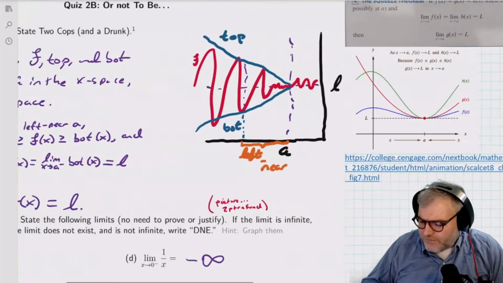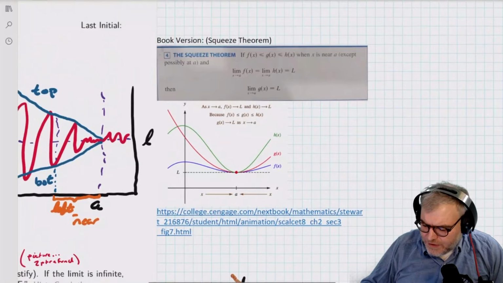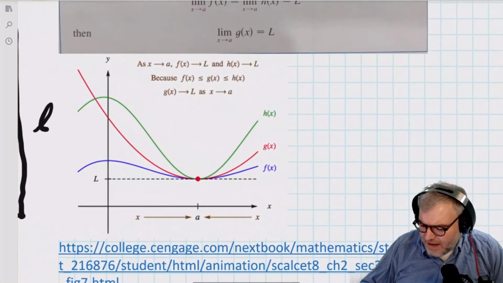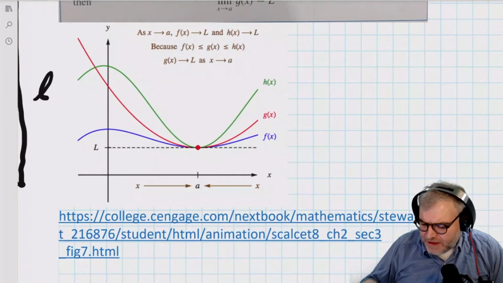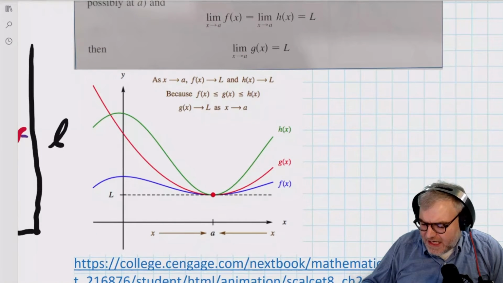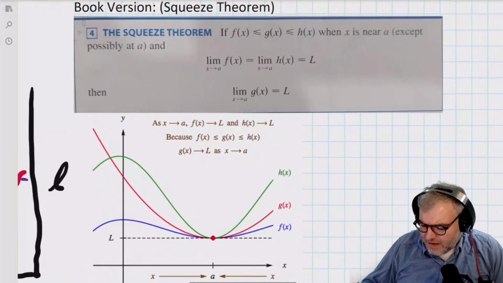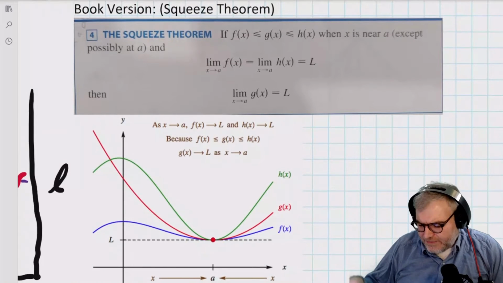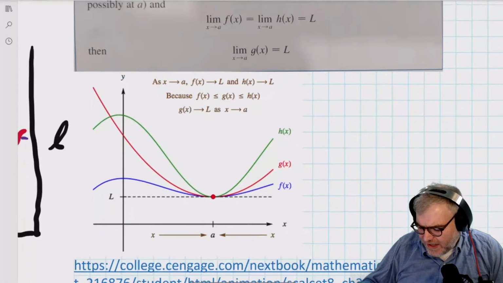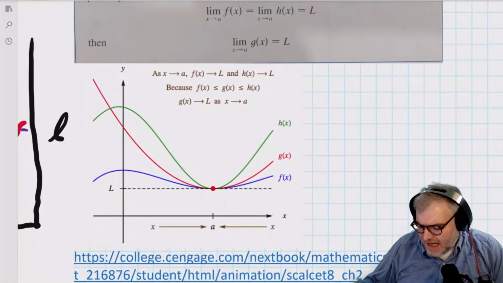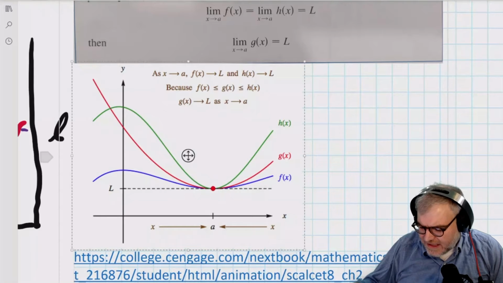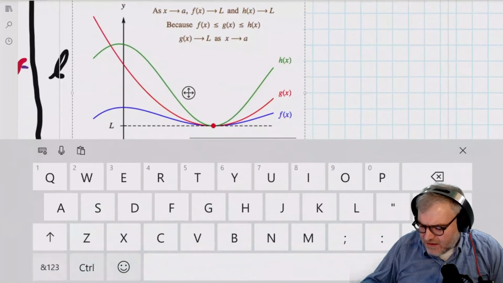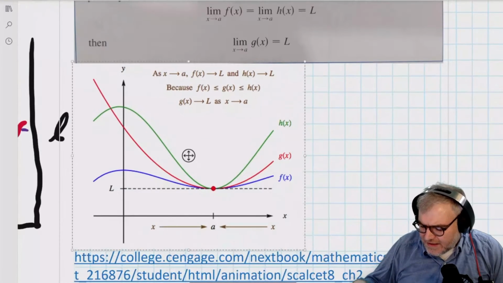You could have used the book version. I'm fine with that. Here's what the book has to say about it. The book uses h, g, and f here. I can never remember that, but that's fine. It has the arrow notation. You could have used the arrow notation. That's fine. It's got x going to a. That's nice. It's got all of these things being trapped to L. That's nice. It's got an animated picture.